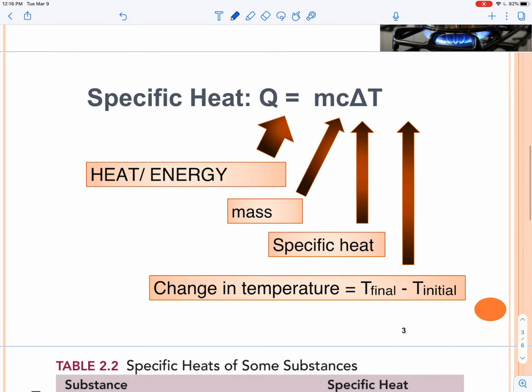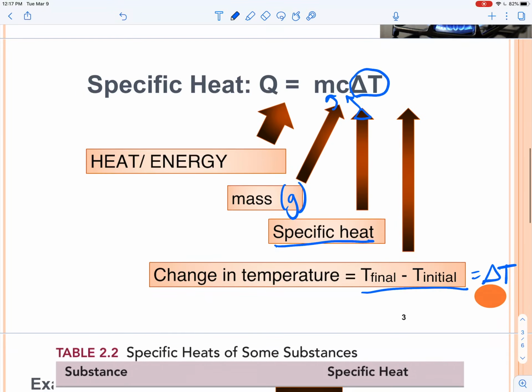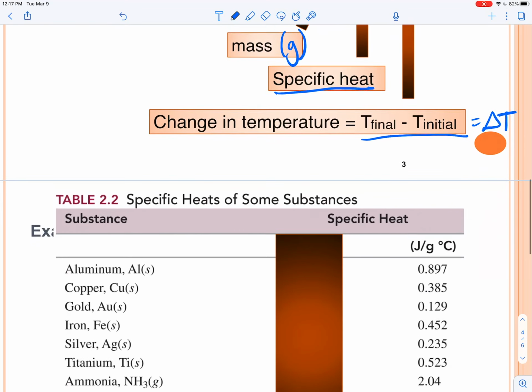So the formula is going to be Q equals mc delta T. Q of course is energy, we know that. M is going to stand for mass, which is in grams, right? C is specific heat. So we're going to use the letter C for specific heat. And delta T is final temperature minus the initial temperature. Okay, so that's going to be this whole thing. All right, Q equals mc delta T. Formula will always be given to you.